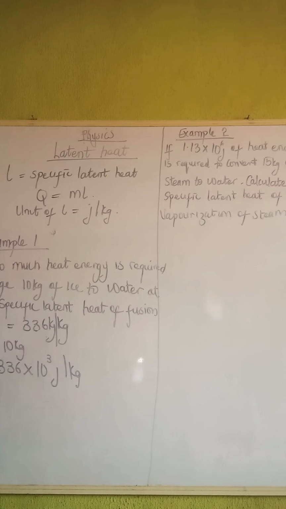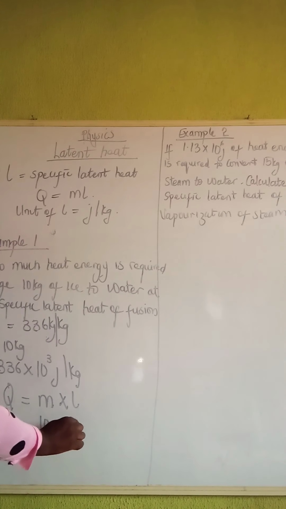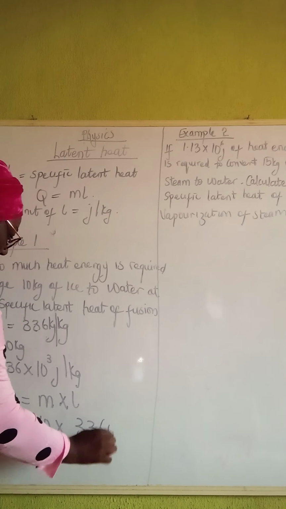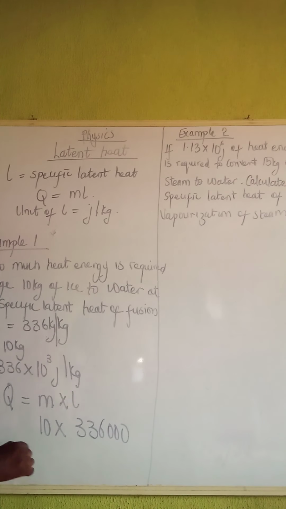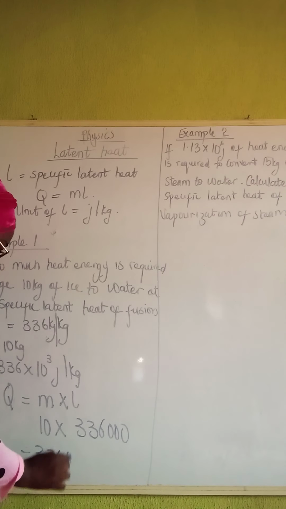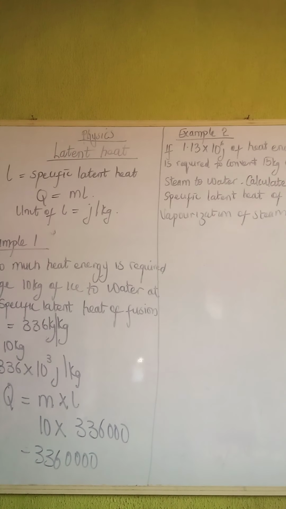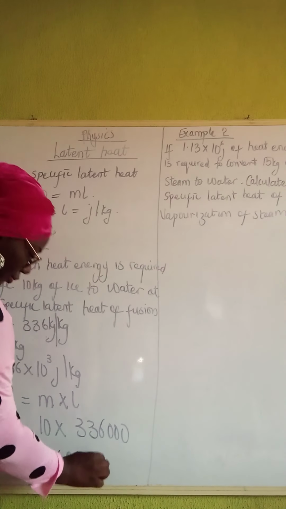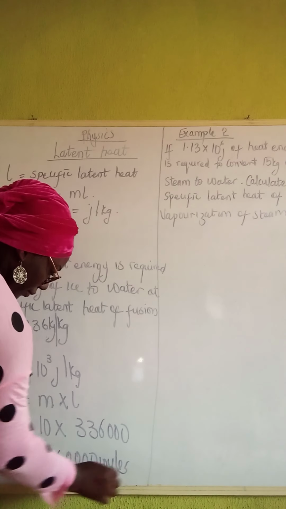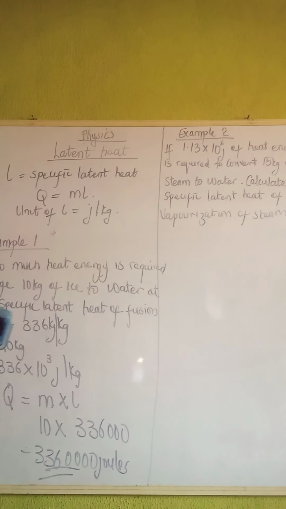So from our formula, because we are looking for the quantity of heat, Q equals m times L. Calculator, what is the L? We have 336,000. So if you look at this, we'll be having 336 and how many zeros? 4 zeros. This is the quantity of heat. What will be the unit? That will be ordinary joules. Have you gotten that? Yes. Any question?